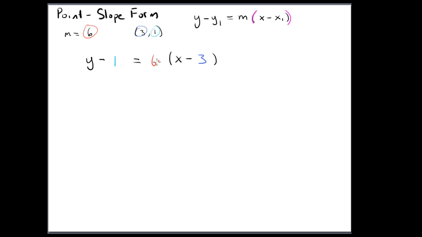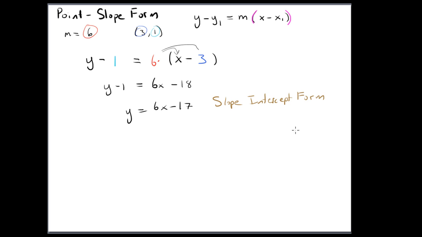And then, if I take this 6 and distribute it, we'd get 6x minus 18, and that would be equal to y minus 1. And that negative 1 looks kind of weird just hanging out by itself. So we add it to both sides, and we get 6x minus 17, and that turns this into slope-intercept form. y equals mx plus b.